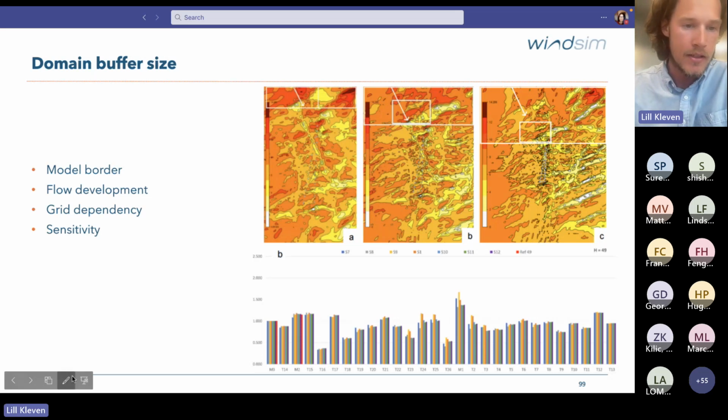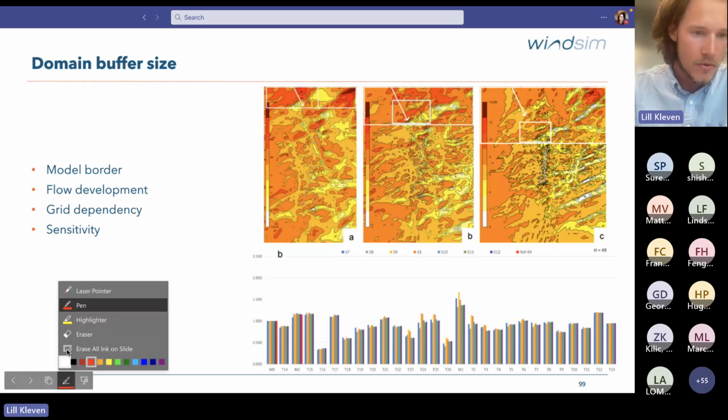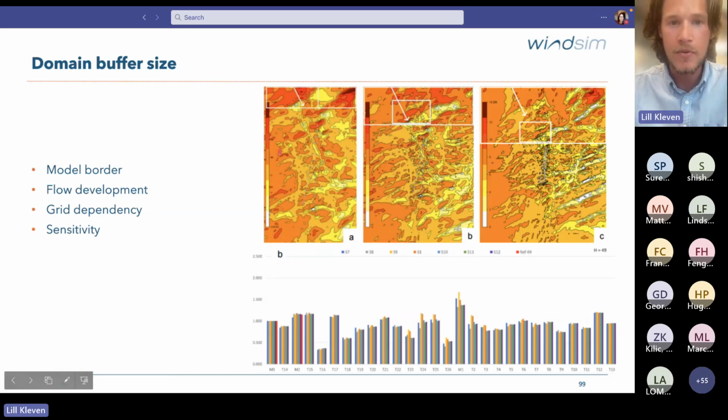I need to activate the laser pen because I'm pointing a lot here. That was not the right one. See here. Yeah, so this was where I was pointing now.